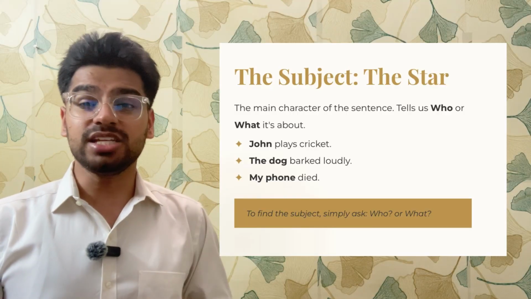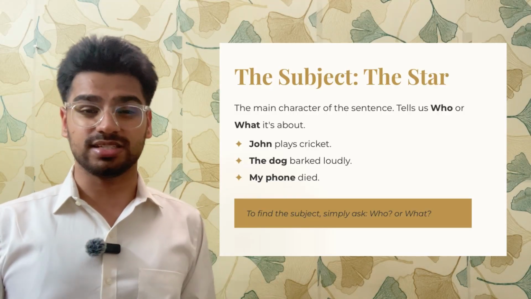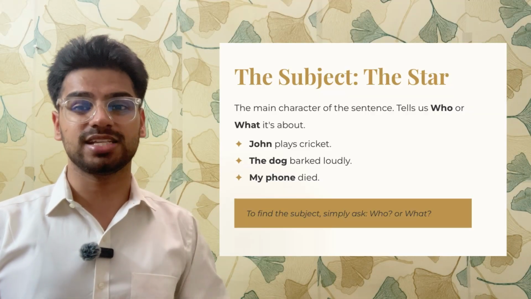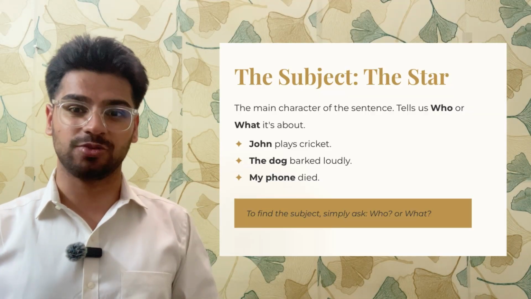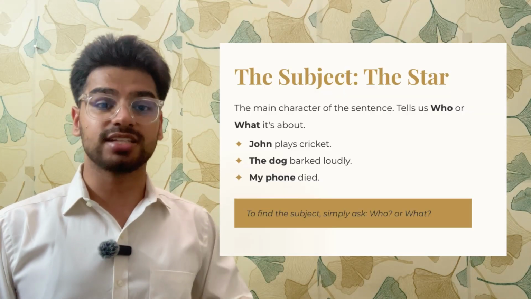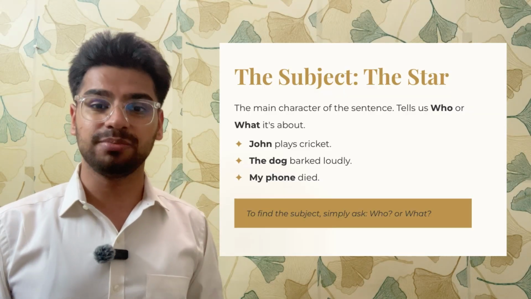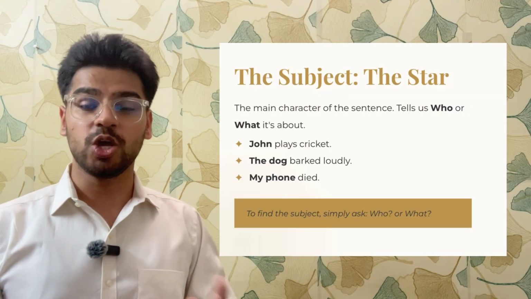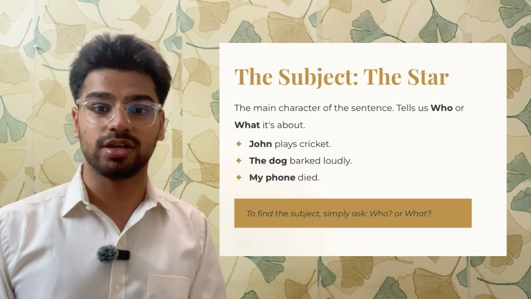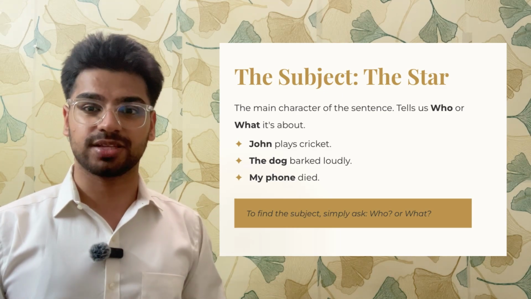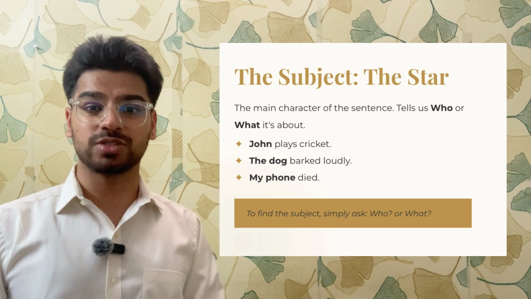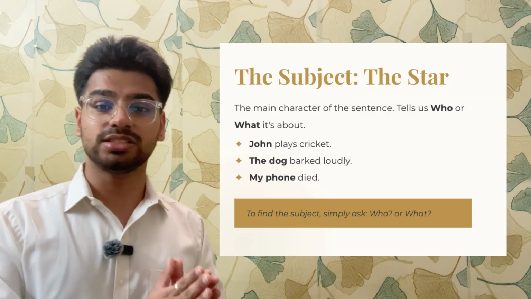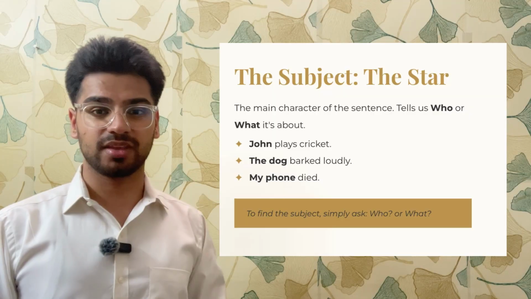Now, let's meet the star of every sentence, the subject. The subject tells us who or what the sentence is about. Think of the subject as the main character. Examples: John plays cricket. In this sentence, who plays cricket? John. So John is the subject. The dog barked loudly. Who barked? The dog. That's why the dog is the subject.